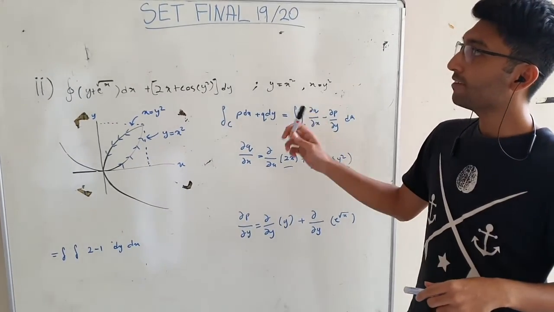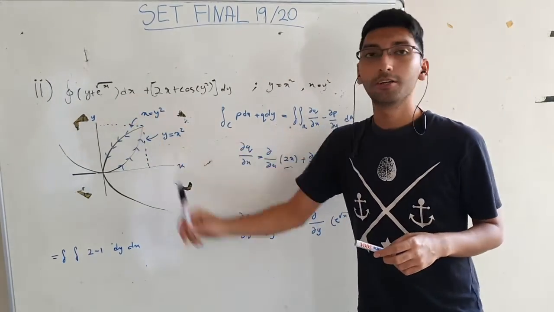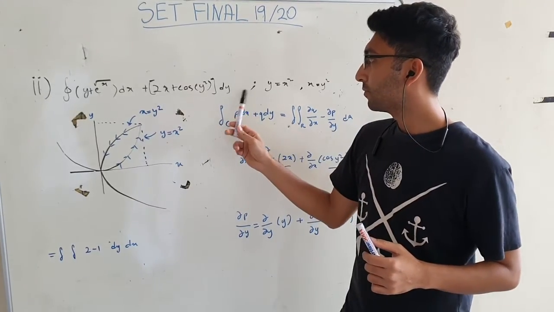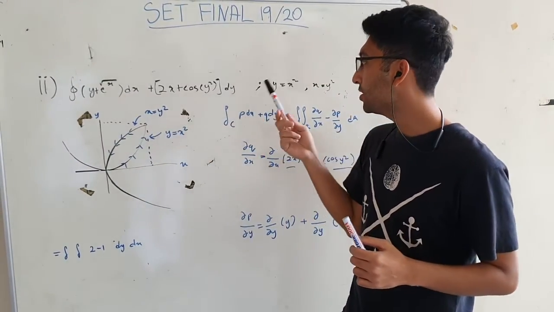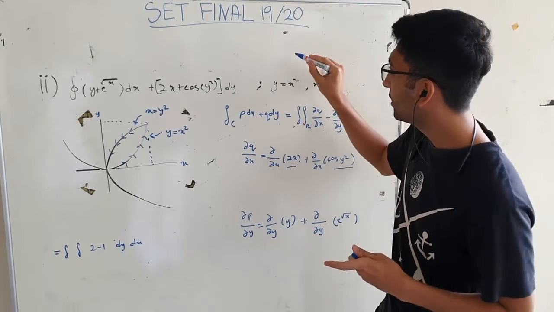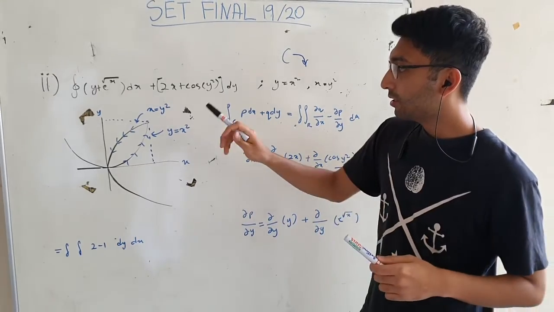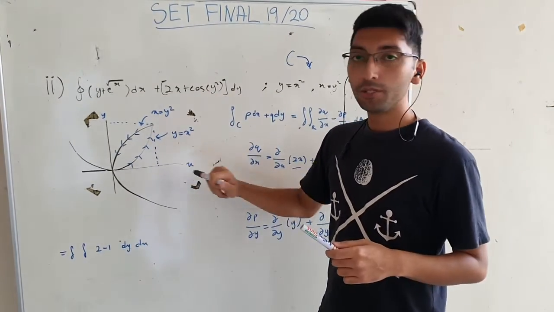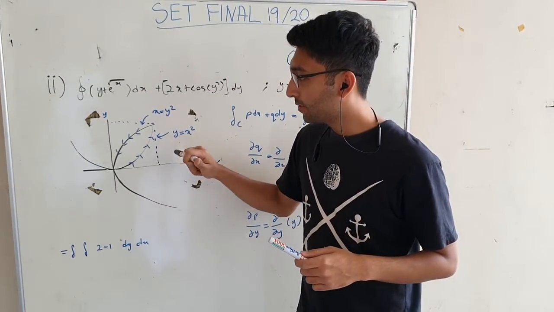Okay, this question is taken from the final set 1920, and it's question number 3, part 2. Okay, now this is the question given, the equation that is given in the question. So this one is the equation, and this is the C boundary here. Okay, this one is the boundary. Now after we get the equation, we need to sketch it first before we do the integral.